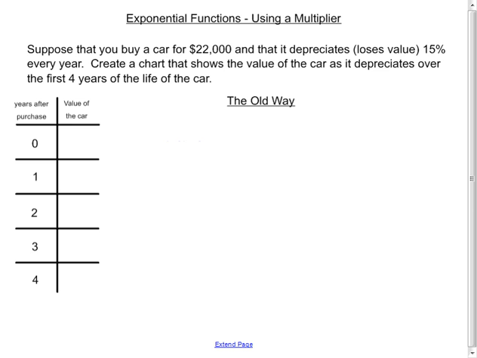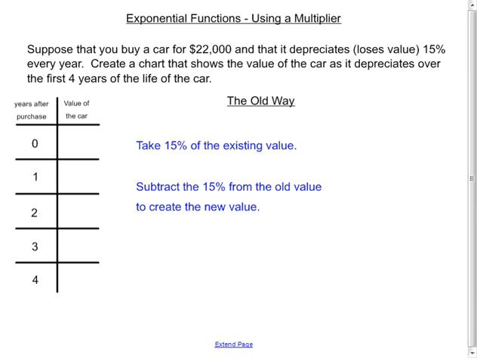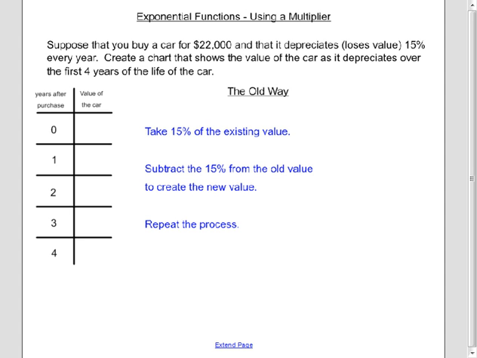Well, to do this process kind of the old way, it's something that pretty much a 6th, 7th, or 8th grader could do if they understand percentages, which means they're going to take 15% of the existing value of the car, and then they're going to subtract the 15% from the old value of the car to create the new value, okay? And then they're going to repeat that process to keep continuing to reduce the value of the car by 15% every year.